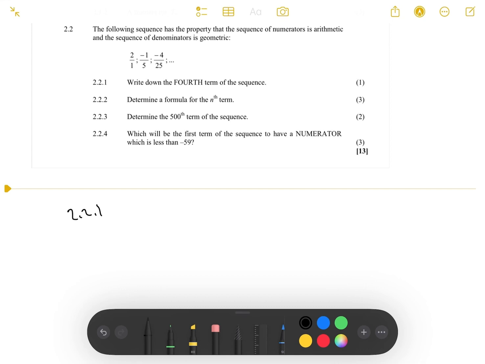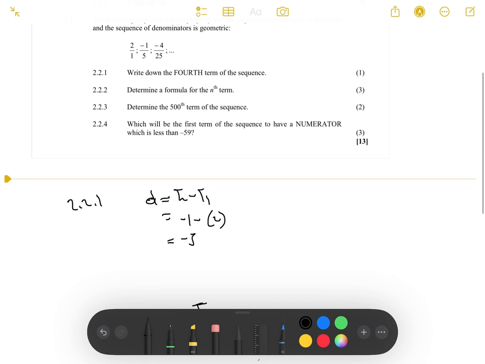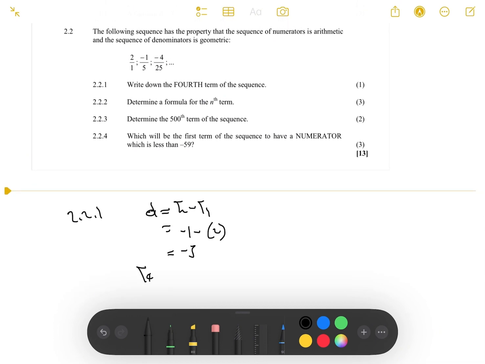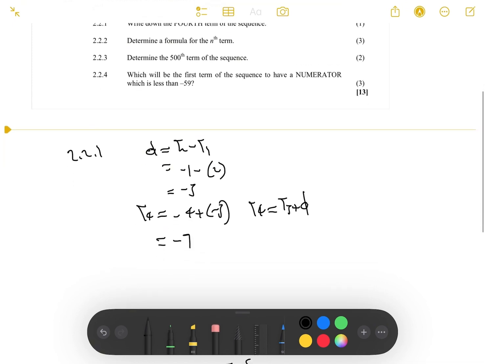So here we may start by determining the difference for the arithmetic, which is T2 minus T1, which we know is -1 minus 2, which will be equal to -3. Okay, and then now moving into determining T4 for the arithmetic, this will be -4 plus in brackets -3, which is the same as saying T4 is equal to T3 plus D, of which from that we get -7.